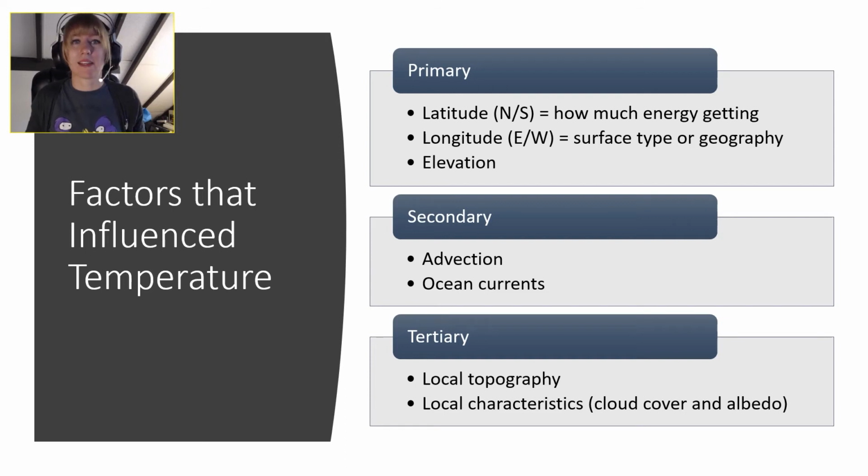Secondary is advection. So wind coming in and ocean currents, because ocean currents affect weather, which we learned in the oceans section. And then we have tertiary, such as local topography. Are you in a hilly area or a low valley area? And local characteristics such as cloud cover and albedo. And albedo has to do with your ability to absorb and reflect energy.